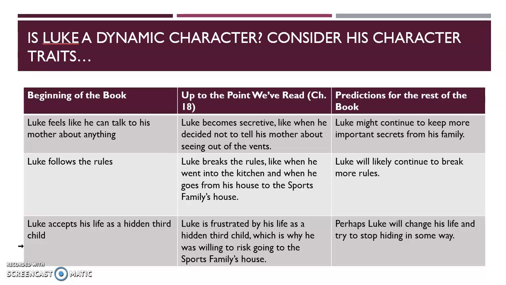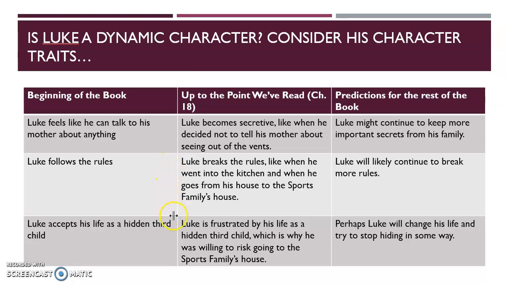Luke starts to change though. Up to the point that we have now read, chapter 18 in the book, Luke has started to become more and more secretive. If we think back to chapters 3 and 4, when he decided to not tell his mother about seeing out of events, we started to change some of the character traits that we were addressing Luke with. We started to feel like Luke was capable of being a little bit more sneaky and secretive. Luke also shows us times when he broke the rules, like when he went into the kitchen, and when he plotted to go from his house to the sports family's house. These changes in his character are making us realize that Luke is probably dynamic.